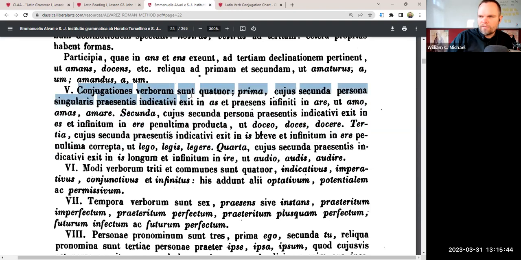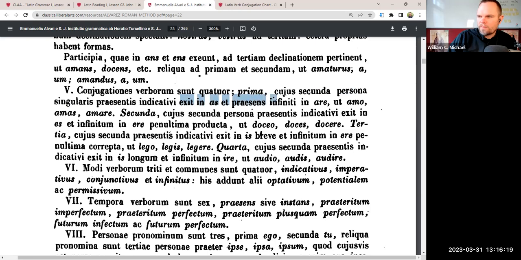So this rule 5, you see, is very, very simple. The conjugations of verbs are 4, and then it just gives you prima, secunda, tertia, and quarta. So a very simple rule, okay? There are 4 verb conjugations, and then it just explains very simply those 4 conjugations, okay? So what's the first conjugation? The first conjugation, conjugatio prima, is that cuius, whose, or of which, the secunda persona singularis presentis indicativi.